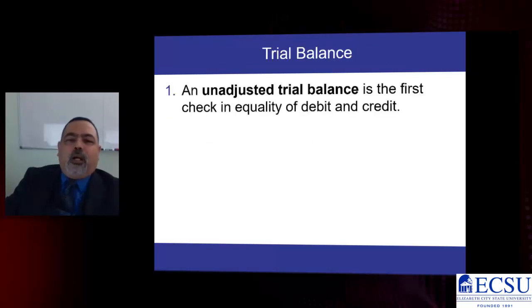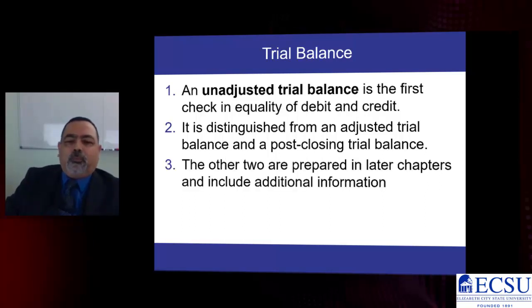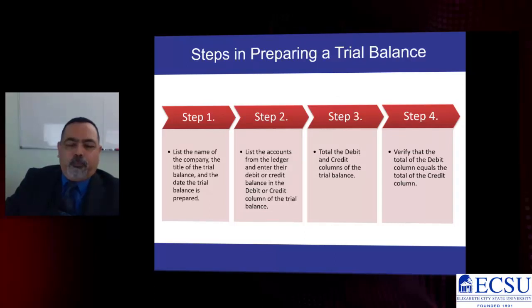As I said, an unadjusted trial balance is the first checkpoint in the equality of debit and credit. It is distinguished from an adjusted trial balance and a post closing trial balance, the other two trial balances we will learn to prepare. The adjusted trial balance is in the next chapter, and the post closing trial balance is in the chapter after that. The other two are prepared in later chapters and will include additional information, so we'll be talking about them again.